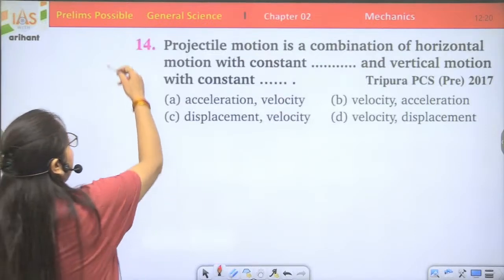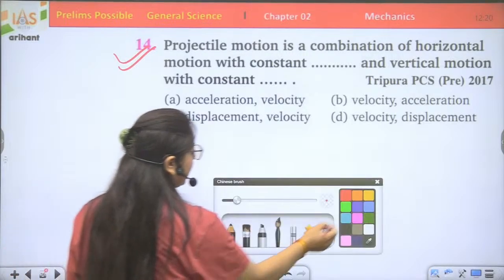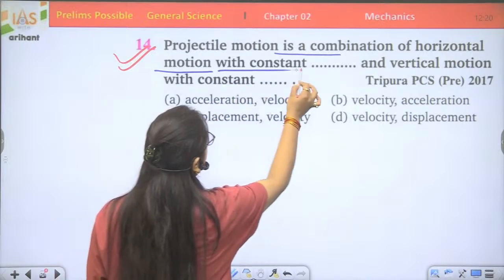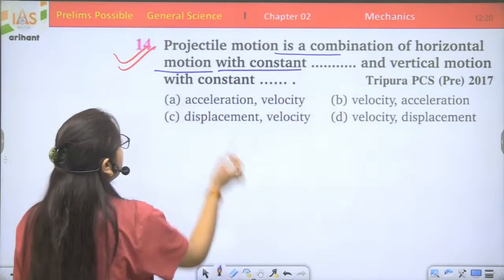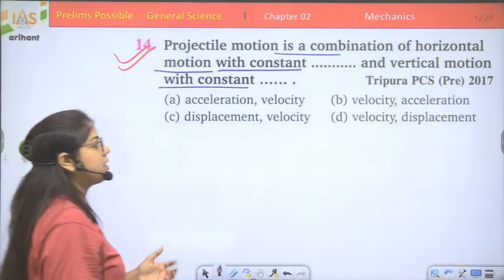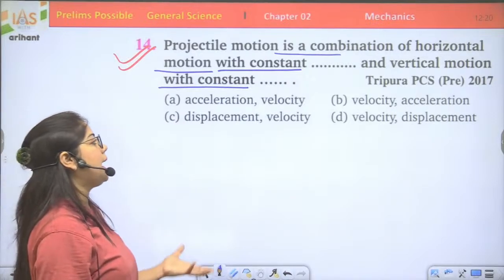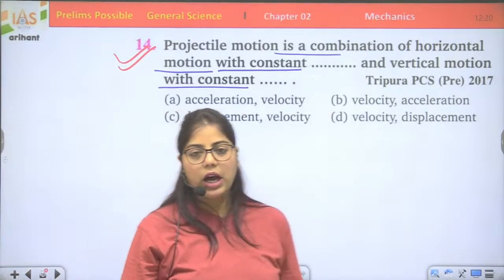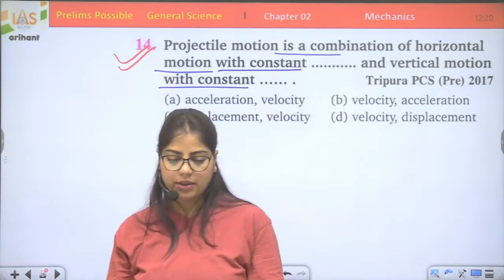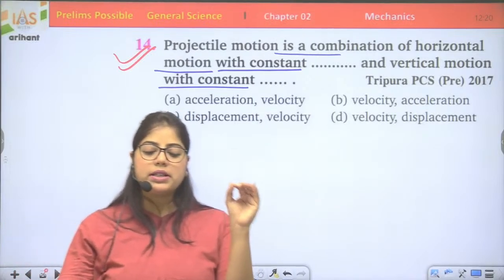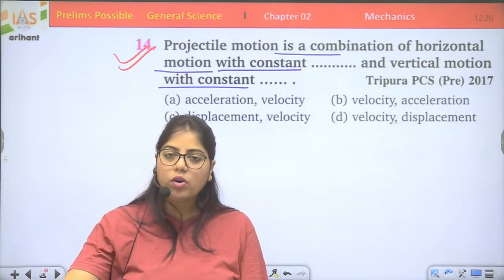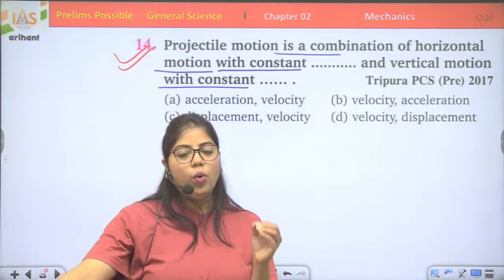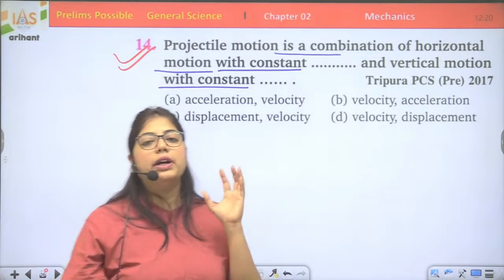Now comes the next question, number 14. Projectile motion is a combination of horizontal motion with constant dash and vertical motion with constant dash. Acceleration, velocity; velocity, acceleration; displacement, velocity; or velocity, displacement. How will you define projectile motion? Projectile motion is the motion of an object thrown or projected into the air, subject to only the acceleration of gravity.